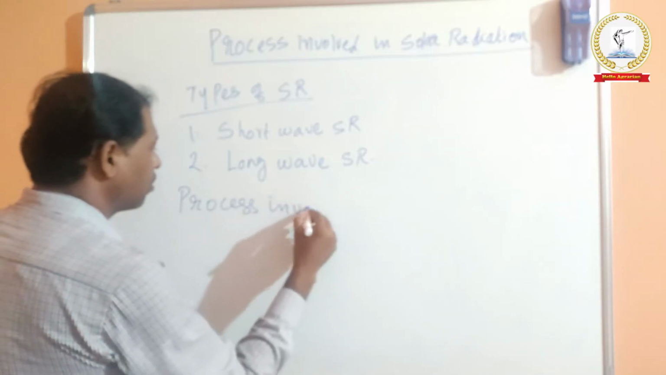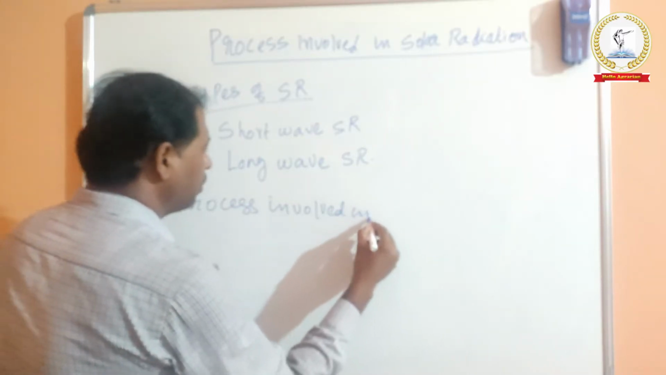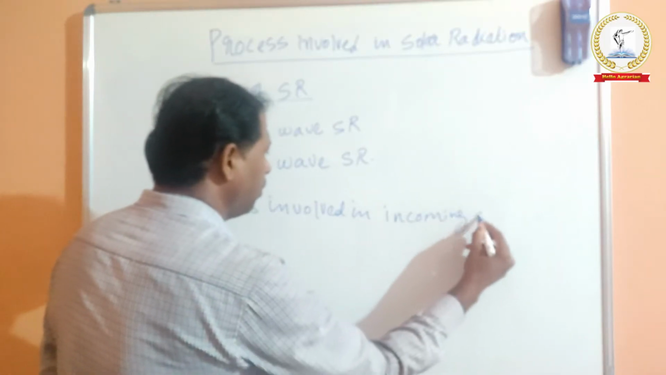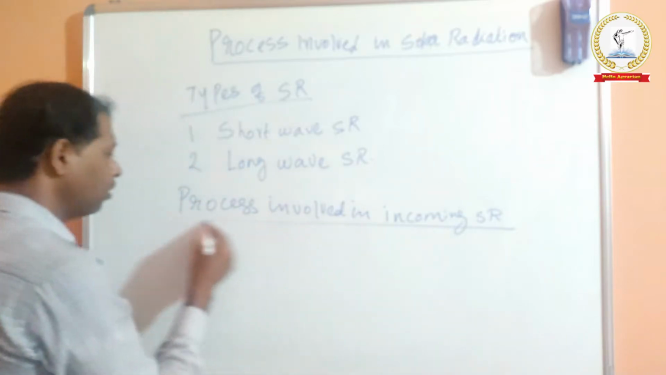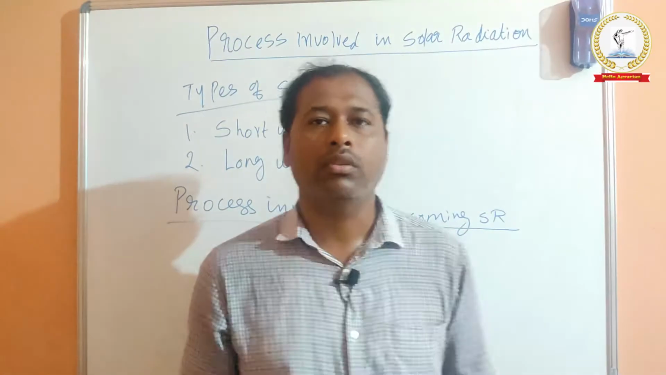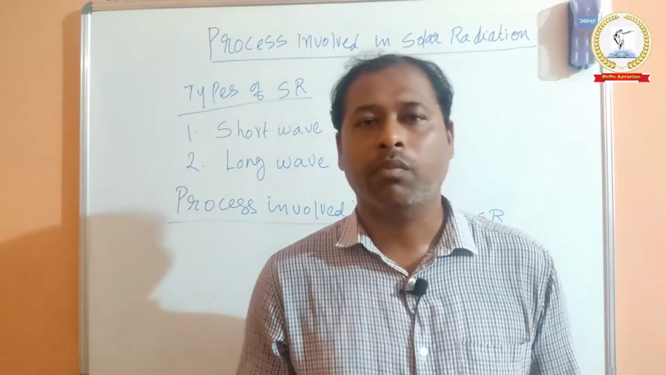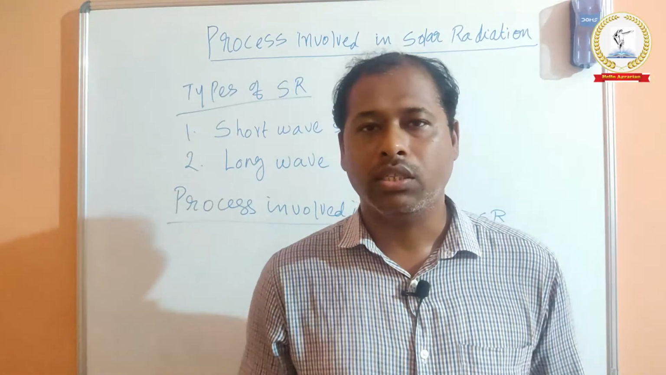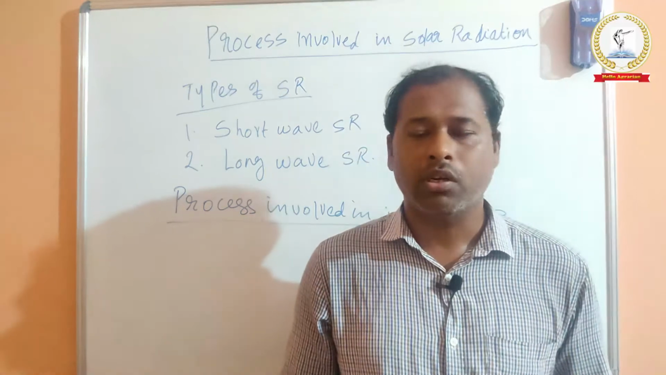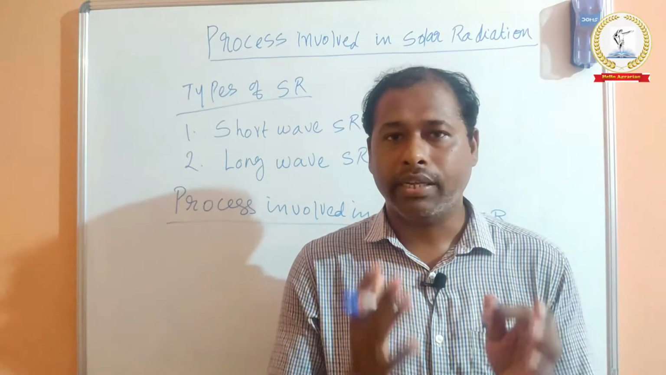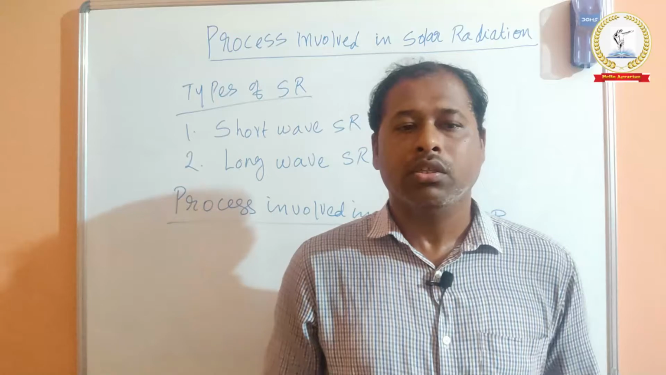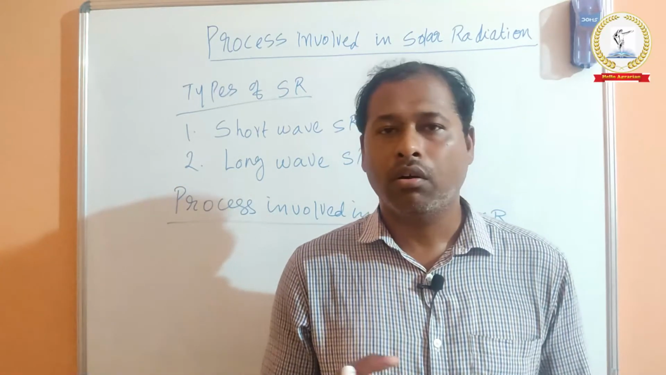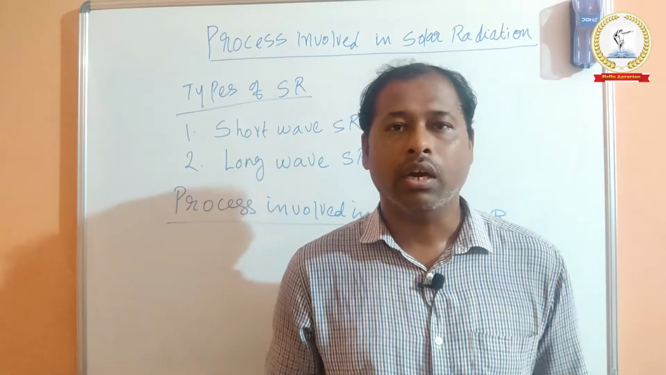Processes involved in incoming solar radiation. You see, the uppermost atmosphere of the earth receives about 1 part of the energy out of 2 billion parts radiated from the entire surface of the sun. So this much tiny energy is responsible for all the action that occurs on the earth.